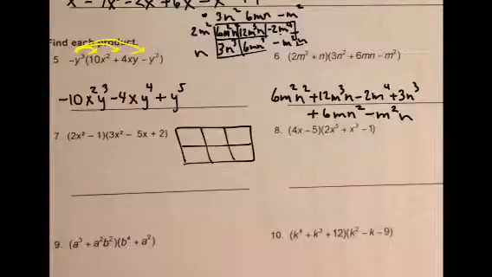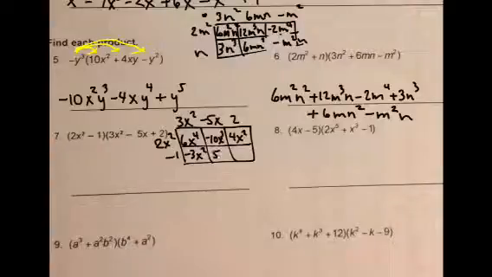This one I might be able to fit a little bit better. So this is 2x squared minus 1, and this is 3x squared minus 5x plus 2. So this is 6x to the fourth minus 10x to the third, 4x squared, and then negative 3x squared, positive 5x, and minus 2. So the only like terms here are the 4x squared and the negative 3x squared. Everything else is just there one time.